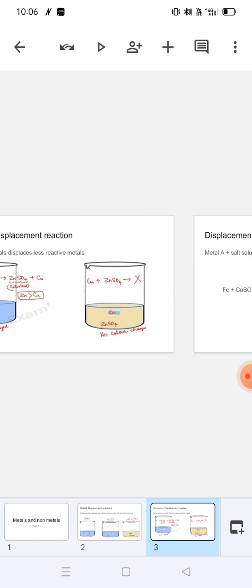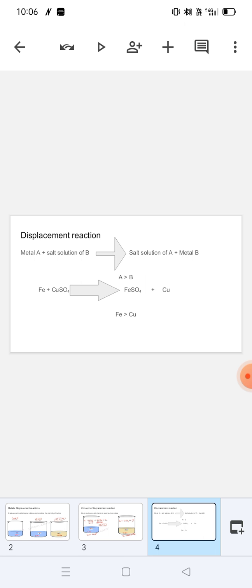Okay, this is a very small portion I just want to say. So metal A plus salt solution of metal B, it's a general equation, gives salt solution of A and metal B. So which is more reactive? A is more reactive than B, so it couldn't displace.